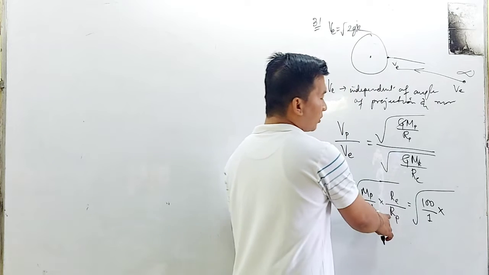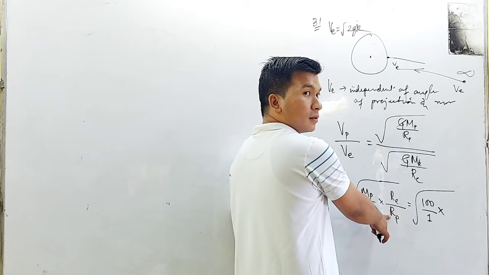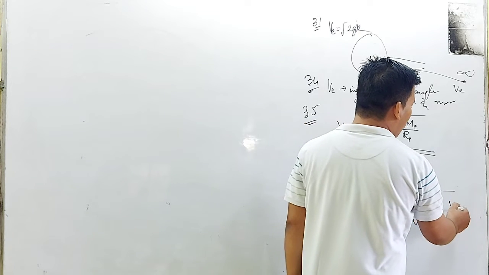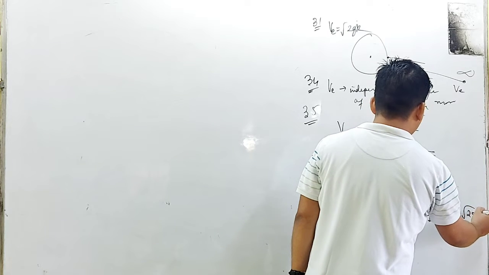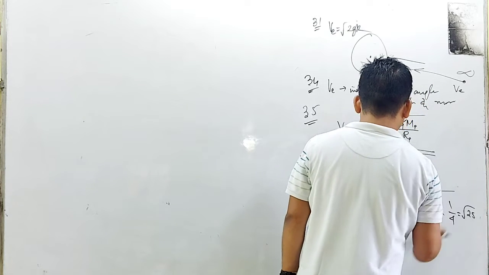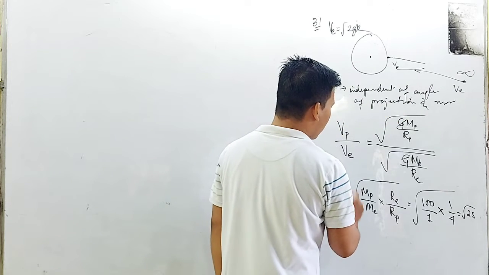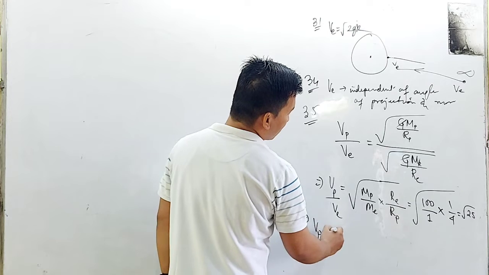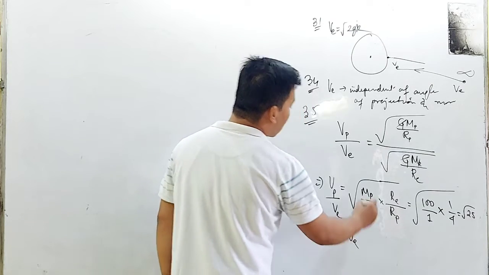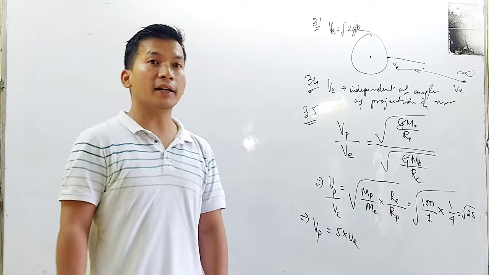Sir, what about the radius? It is 4 times, so 1 by 4, and it will produce root over 25. This is v_P divided by v_E, and here your v_P will be equal to 5 times v_E.